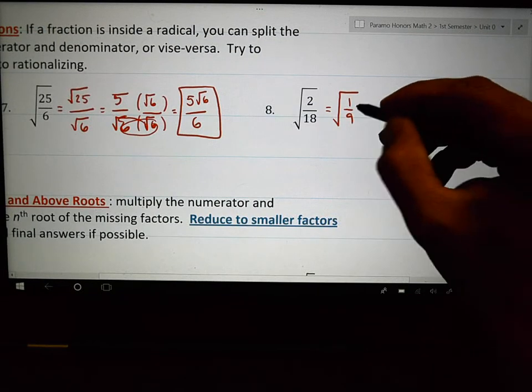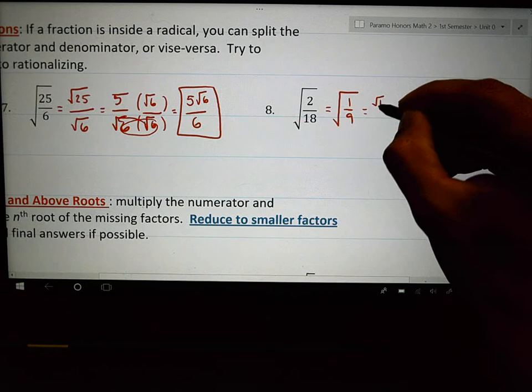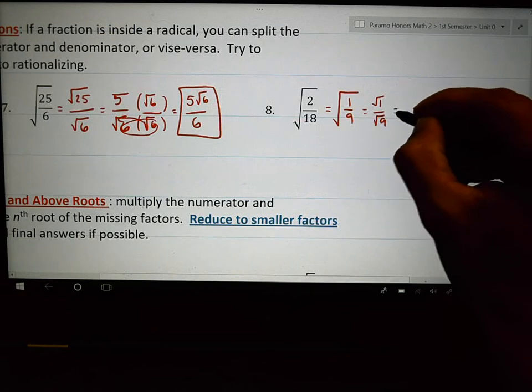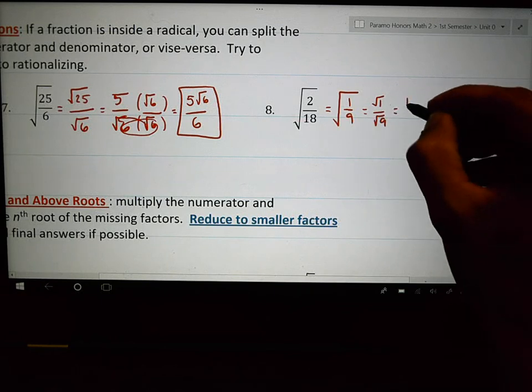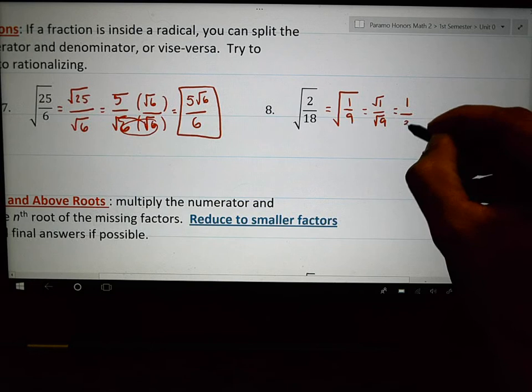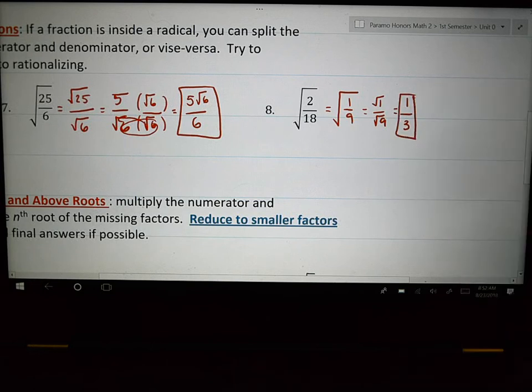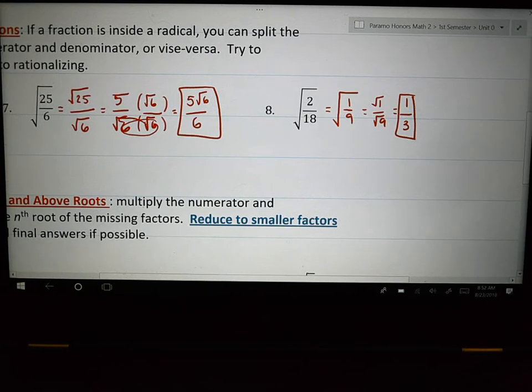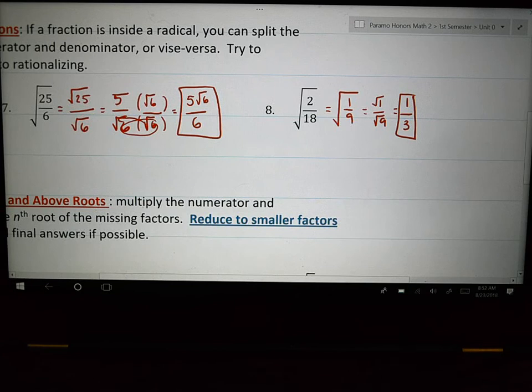And I know that this is the square root of 1 over the square root of 9. Do I know what the square root of 1 is? Do I know what the square root of 9 is? My final answer should be 1 over 3. You may have taken a longer road, but you can still get to the same answer.